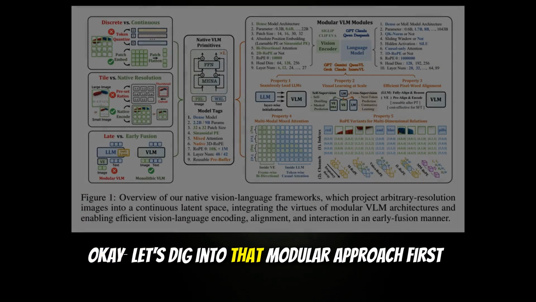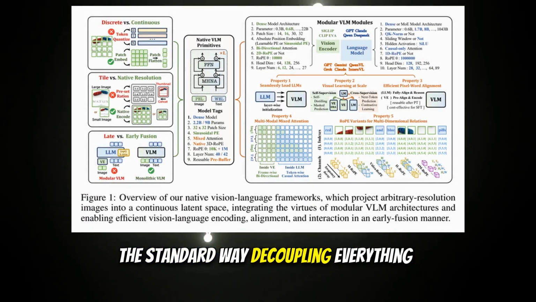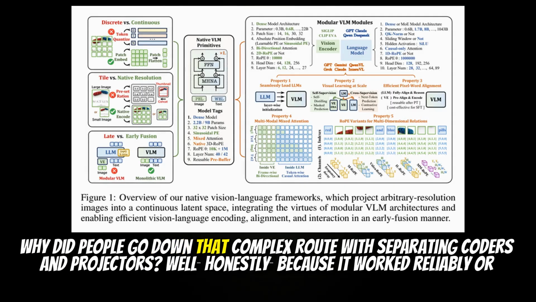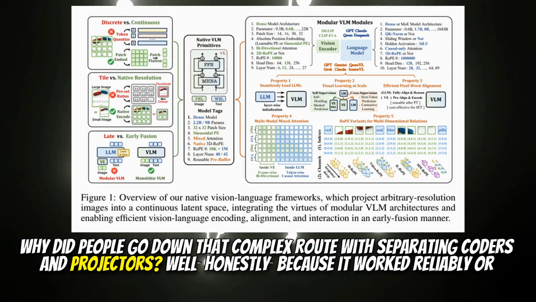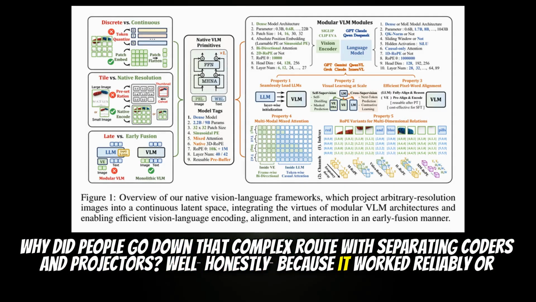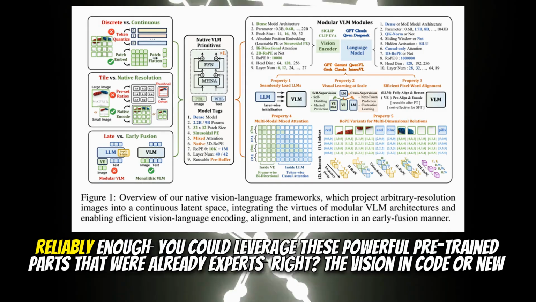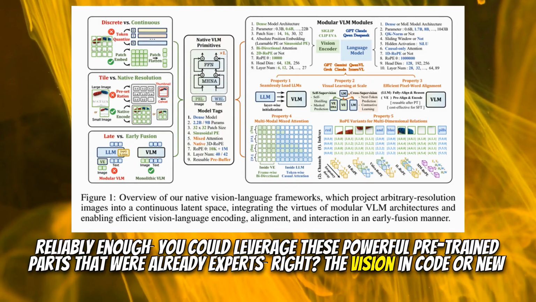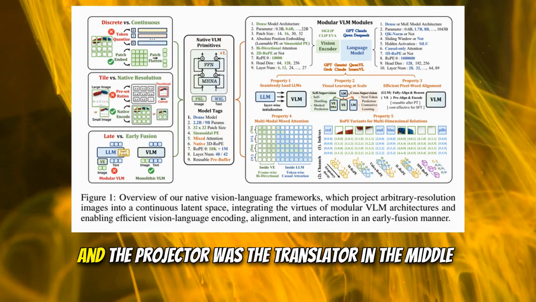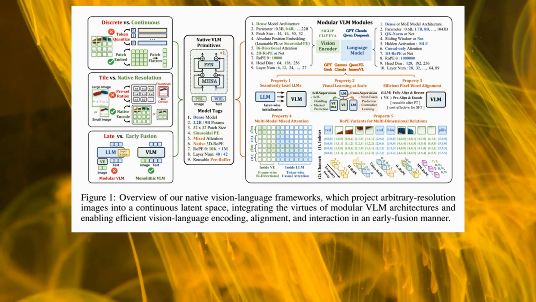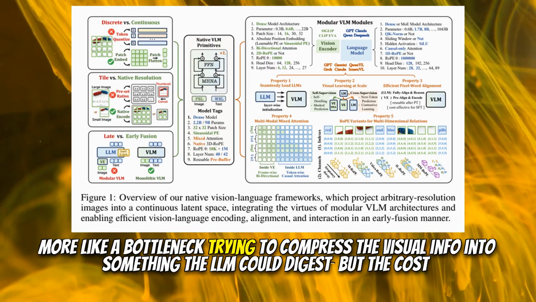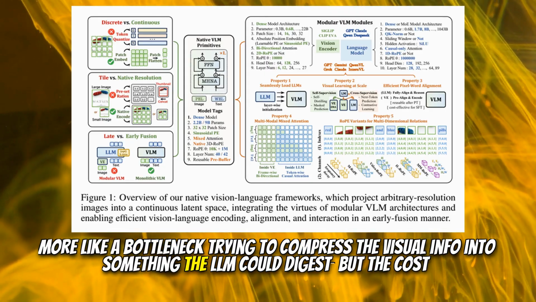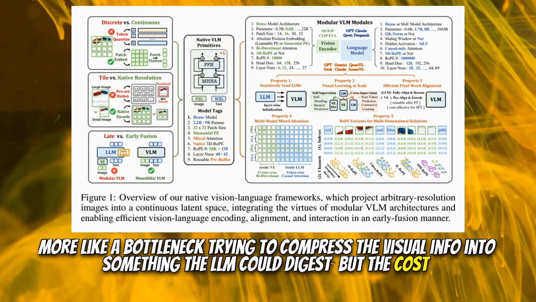Okay, let's dig into that modular approach first, the standard way, decoupling everything. Why did people go down that complex route with separate encoders and projectors? Well, honestly, because it worked reliably, or reliably enough. You could leverage these powerful pre-trained parts that were already experts, right? The vision encoder knew vision, the LLM knew language. And the projector was the translator in the middle. Kind of, yeah. More like a bottleneck trying to compress the visual info into something the LLM could digest. But the cost. What was the real cost?